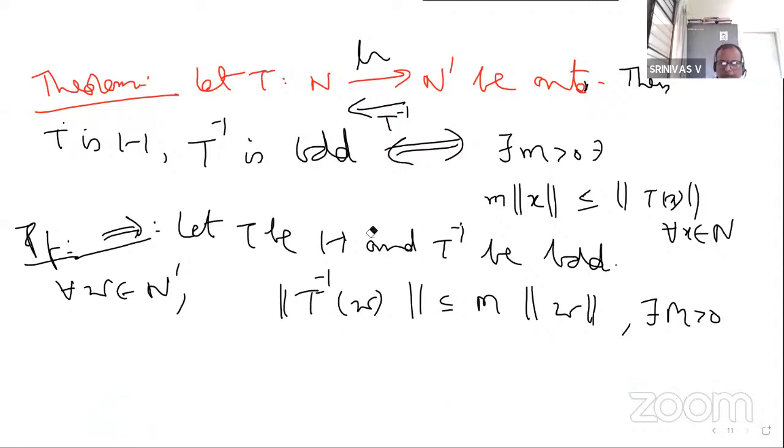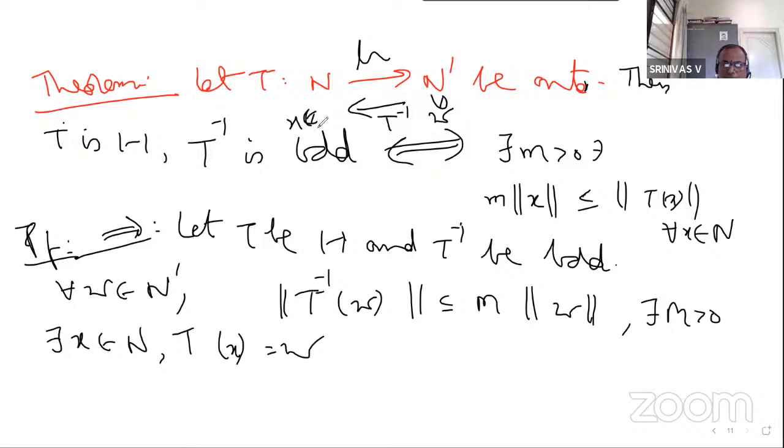Now, what our T is 1-1 and onto. So there, because W is in N dash, there exists an X in N such that T of X is W. Okay, if you take a W here, there will be an X in N such that this X is mapped to W. Okay, but this W becomes image of pre-image X.